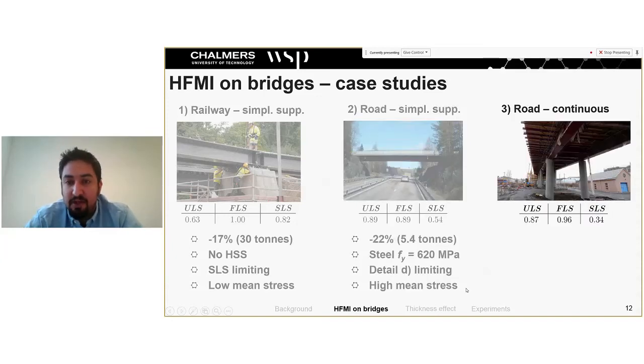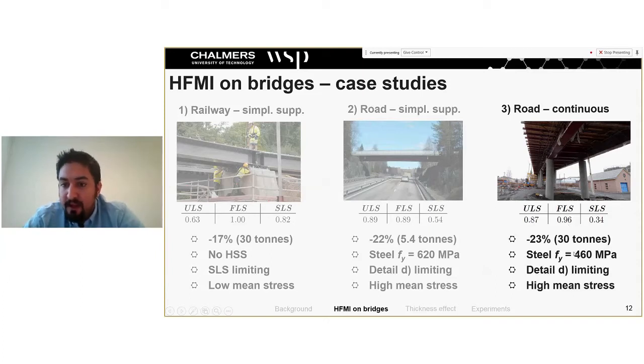And here we have a similar type of bridge, however, spanning over five spans instead of the previous one, which was simply supported. Here we can see the fatigue was actually quite highly utilized. And in this case, we could save 23% in the main steel girders, which corresponded to 30 tons. And we could go up to a steel grade of 460.